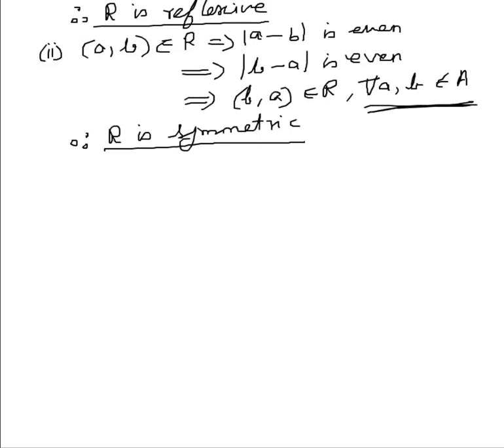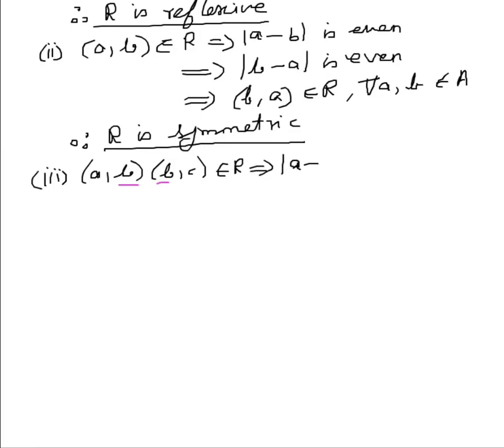So this condition is important. You have to write that. If (a, b) belongs to R, we have proved that (b, a) also belongs to R. Now let us check whether it is transitive or not. So for transitive condition, we take two elements (a, b) and (b, c) such that this b element is a common element. If they belong to R, by the definition of the relation, I know that absolute value of a minus b and absolute value of b minus c, both are even.